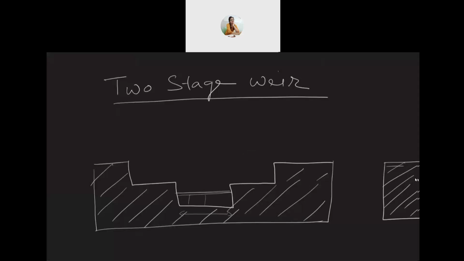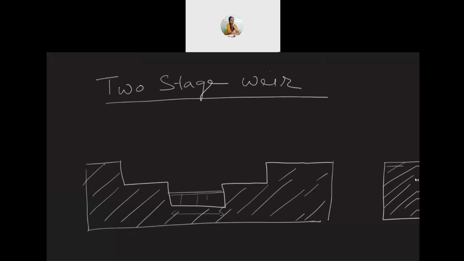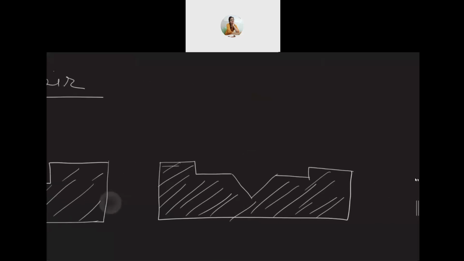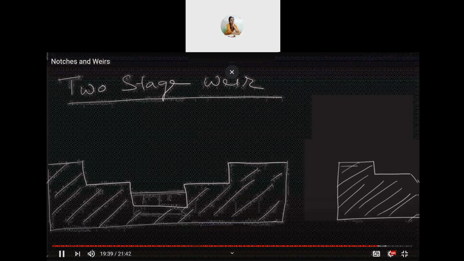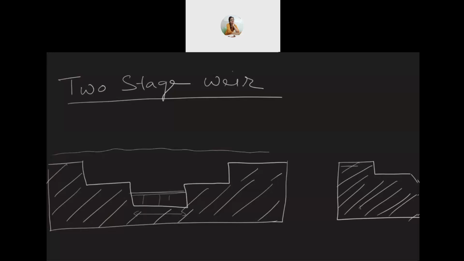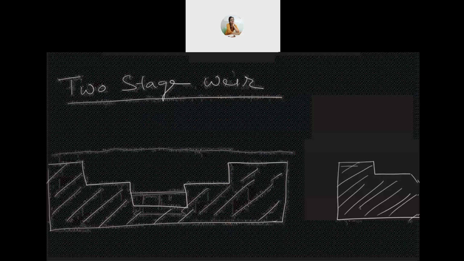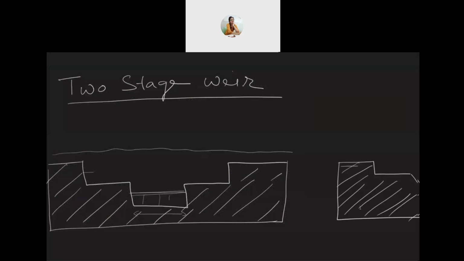Similar is the case for this kind of weir. And when the discharge increases, just to make sure that the water level behind the weir doesn't increase too much so that the river flow is affected, we make the width bigger. And similarly in this case.